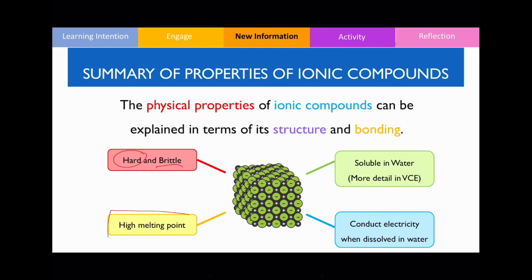We said that they've got a high melting point because of these strong electrostatic forces of attraction, so you require high thermal energy to disrupt the bonds. They're also soluble in water for most ionic compounds, and the reason is that the individual ions prefer to hang out with the water molecules rather than with the other ions. And lastly, they're able to conduct electricity in water or when melted because they have mobile charged particles to conduct electricity, whereas in the solid state, the ions are locked in fixed positions and therefore unable to conduct electricity.